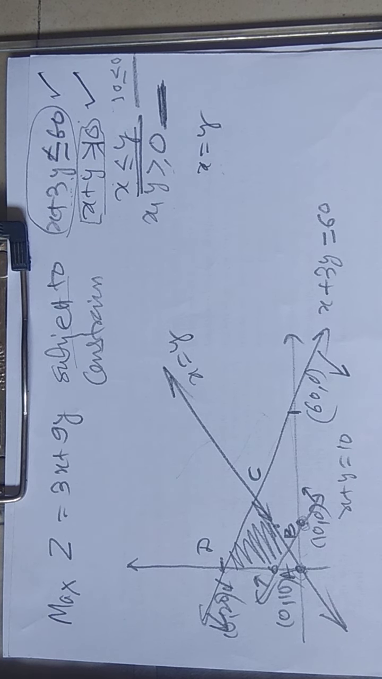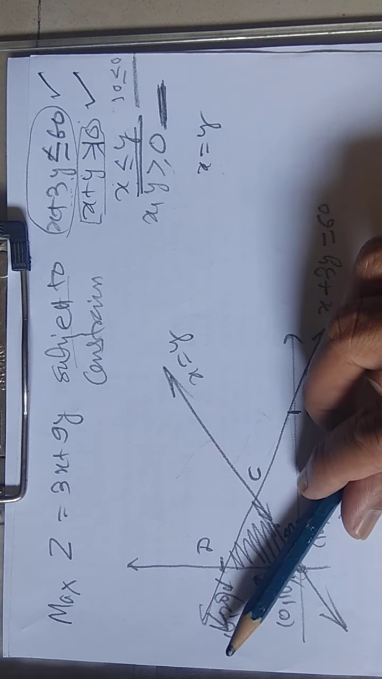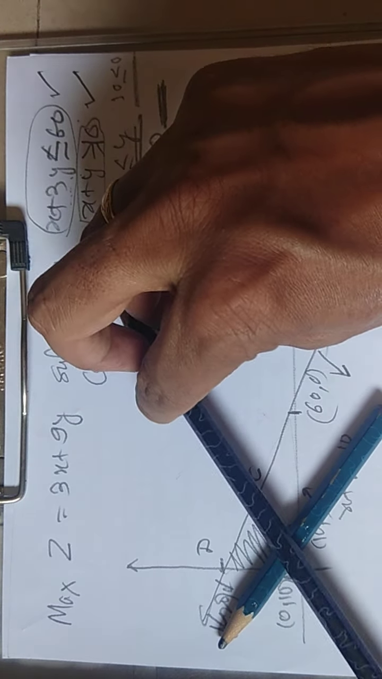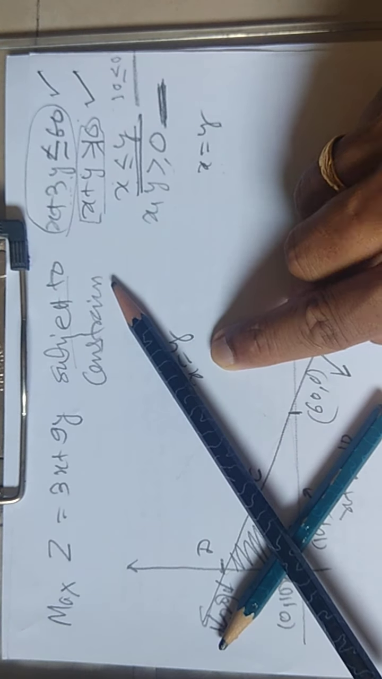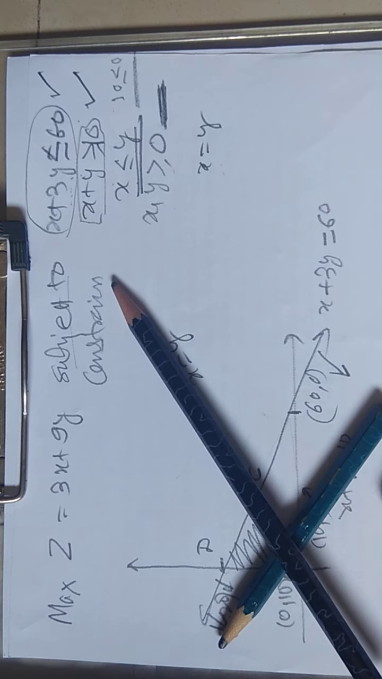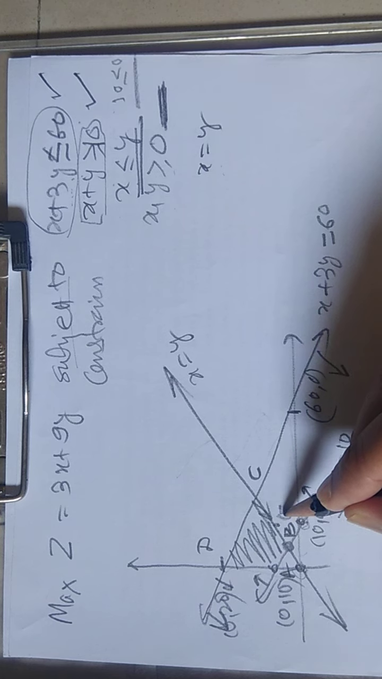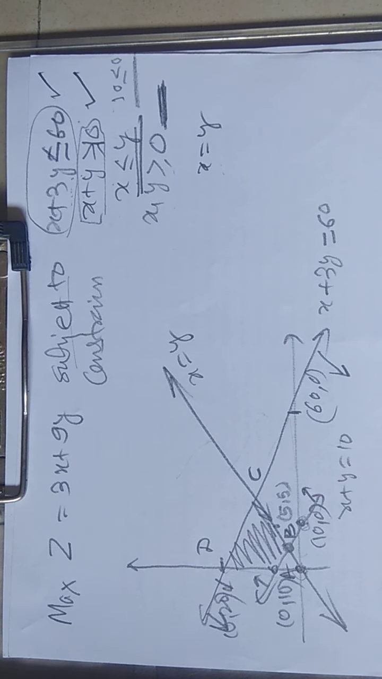Now how to get B and C? B can be solved by using these two equations. What are those two equations? One equation is x equal to y, another equation is x plus y is equal to 10. If you solve these equations, the point B is 5, 5.